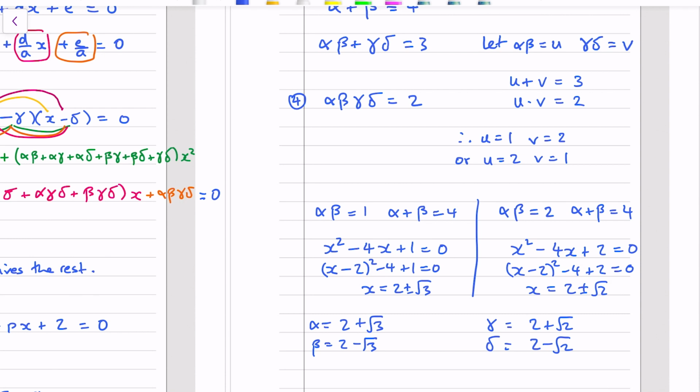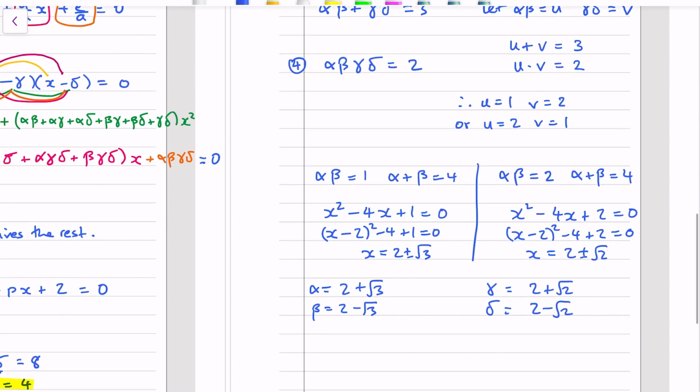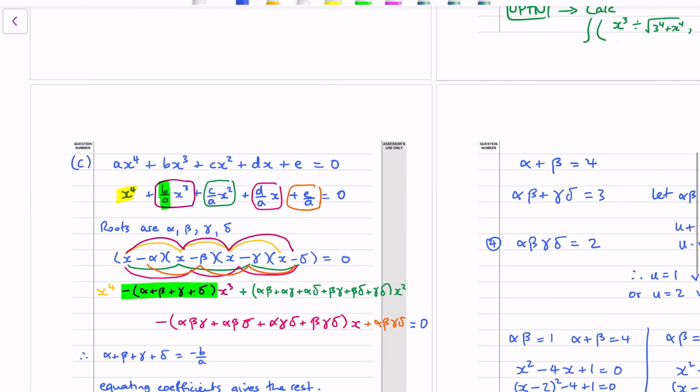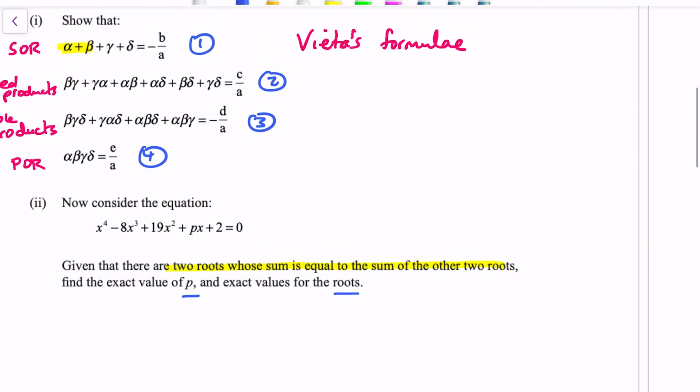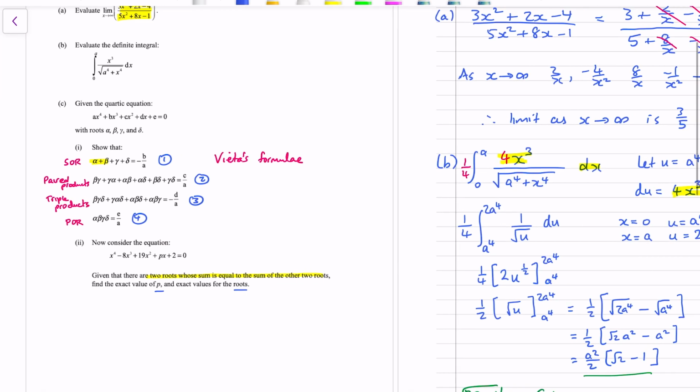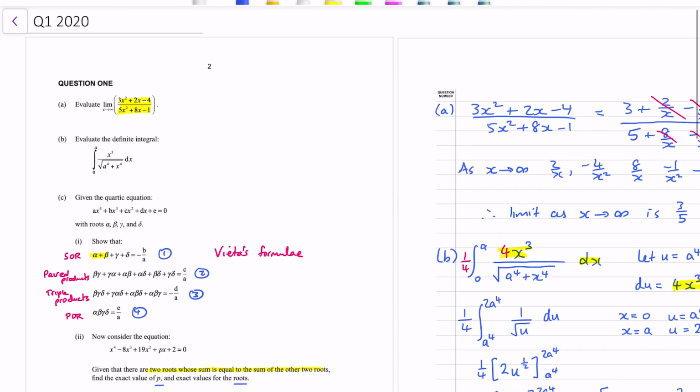Alrighty, the last thing was to find the value of p, and I could have done that first. You could do it in any order. If I knew the p value, I could solve the quartic on my graphics calculator. But equation 3 is the one we haven't used yet. So let's look back at equation 3. What was it? Triple products. Equation 3 was the triple products, and that equals minus d over a.